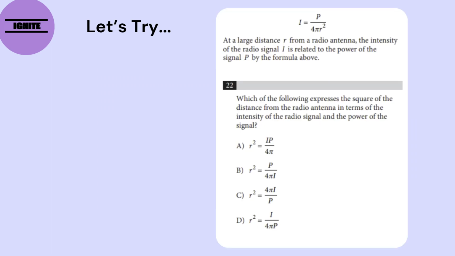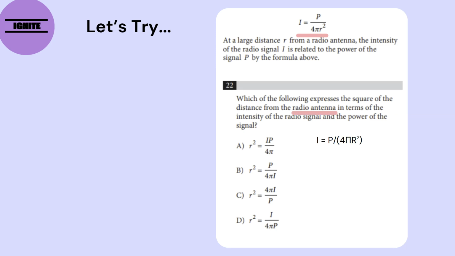Alright, now we have this question. It's asking which of the following expresses the square of the distance from the radio antenna in terms of the intensity of the radio signal and the power of the signal. So what do we have to look at? Well, first, the equation above is what we need to rearrange. We need to rearrange I equals P over 4 pi R squared such that everything is expressed in terms of R squared. So we know that R is the radio antenna.